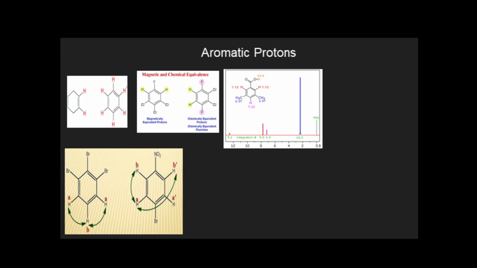Thus by using this NMR spectrum, we may identify the number of protons as well as the types of protons, whether chemically equivalent or non-equivalent. Okay girls, we will see in the next video.